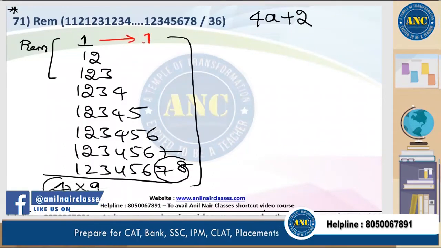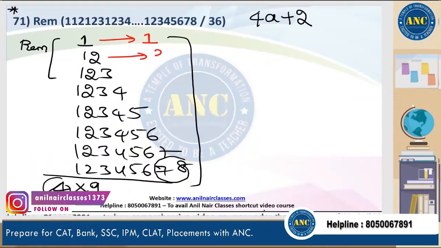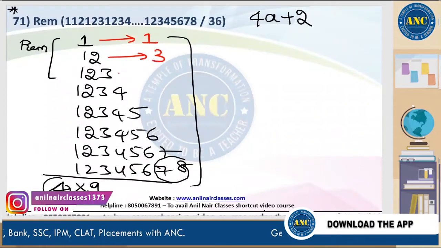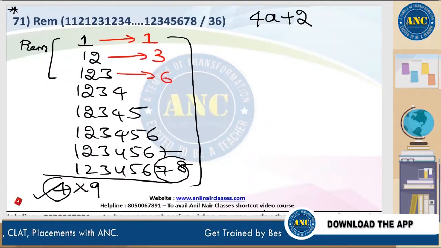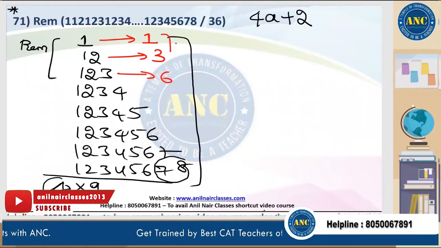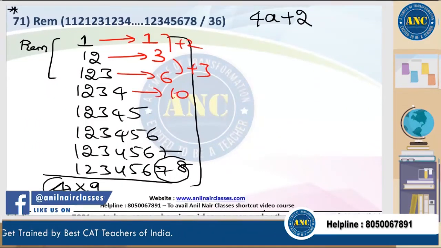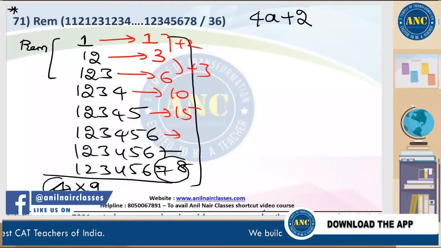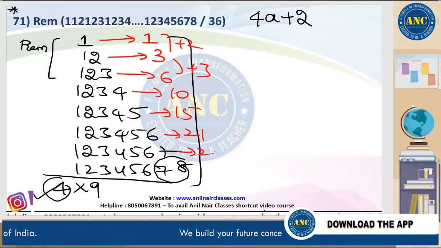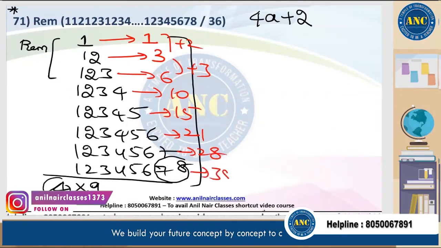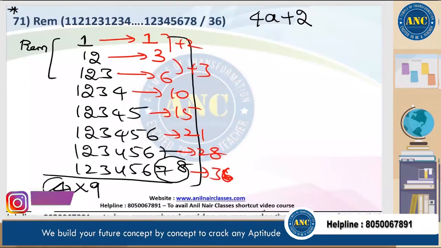Why did I write like this? Now you will understand. 1. What is 1 plus 2? 3. What is 1 plus 2 plus 3? 6. Here 2 increases, here 3 increases, here 4 increases, 5 increases, 6 increases, 7 increases, 8 increases. Are you all with me?